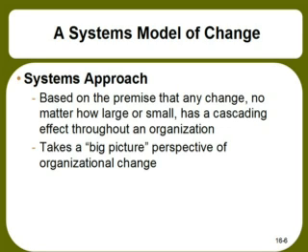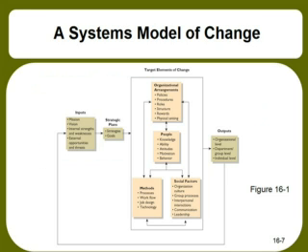Next, we shift our attention to the systems model. The systems model of change is based on the premise that any change, no matter how large or small, has a cascading effect throughout an organization. The systems model of change focuses on mission statements and strategic plans. A mission statement is designed to summarize why an organization exists. It informs stakeholders of what the organization's values are, its products, services, customers, and goals. A strategic plan is a long-term plan, usually looking 3 to 5 years into the future, that outlines what the organization's goals are and what actions are needed to achieve these results.